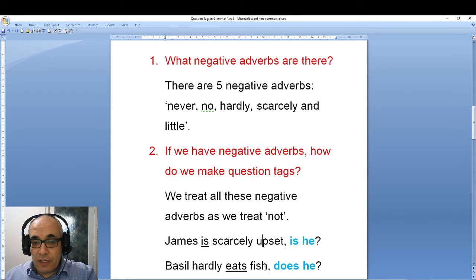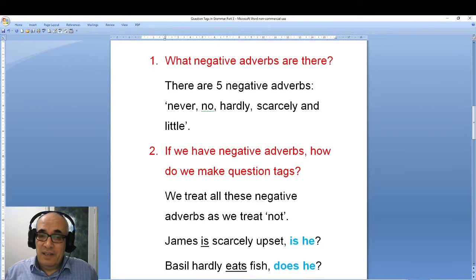Basil hardly eats fish. The same. Hardly means like 5%, so it's negative. Eats fish, this is positive, and you put hardly, it makes negative. So if you say Basil hardly eats fish, this is like Basil doesn't eat fish, but it's not exactly like this. It means maybe 95% he doesn't eat fish, 5% he eats fish. So it's like negative.